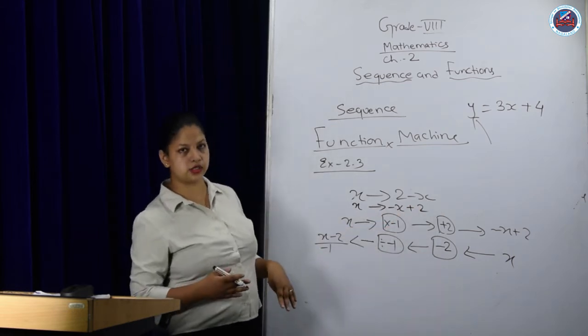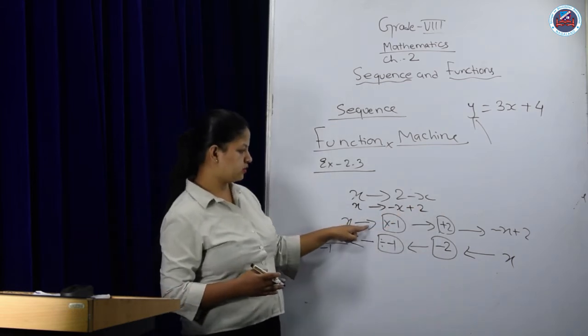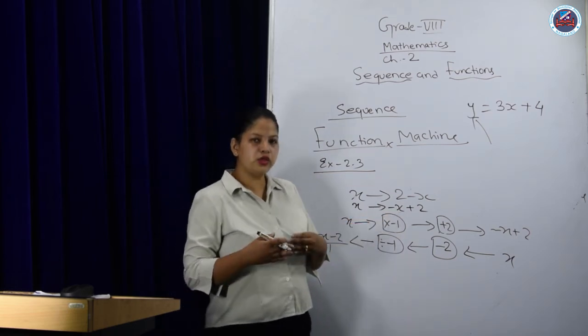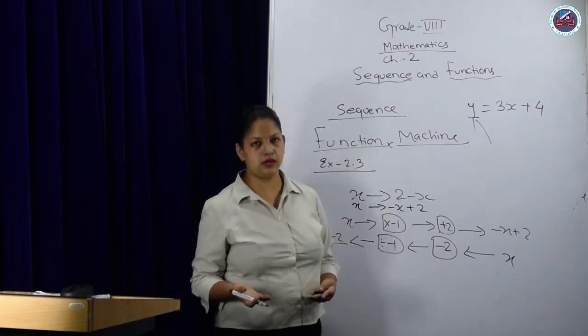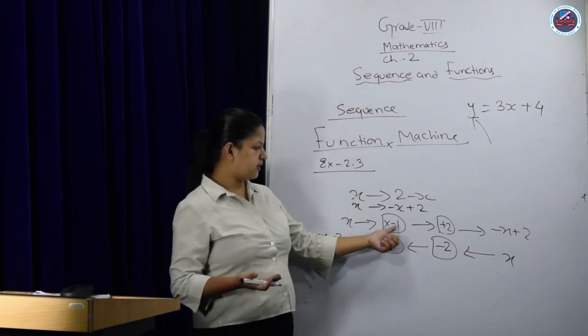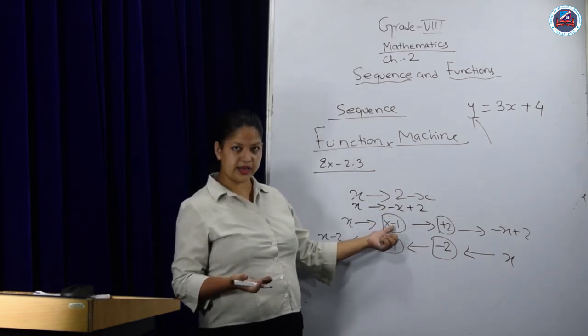Now let us make the function machine for that. X mapped to first. Since it is minus x, what if we multiply, then we get negative. With minus 1 obviously. So x times minus 1 is minus x, that's why multiply by minus 1.